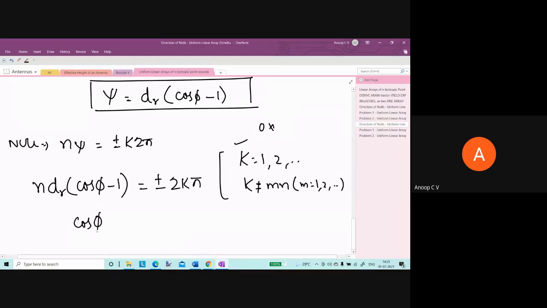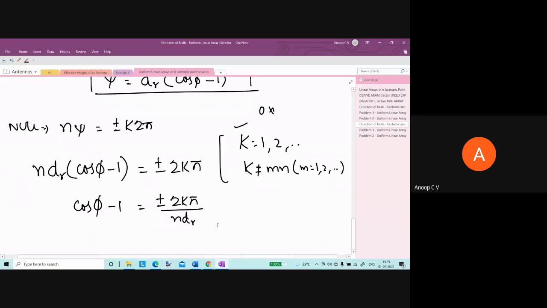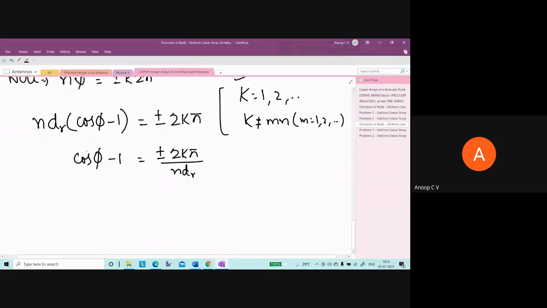So n times dr (cos phi minus 1) is equal to plus or minus 2k pi, and I can write cos phi minus 1 is equal to plus or minus 2k pi divided by n dr. Now on the left hand side I have cos phi minus 1, and 1 minus cos phi is actually 2 sine square phi by 2, so I'm going to apply that. Otherwise I would write cos phi as plus or minus 2k pi by n dr plus 1, and we may make mistakes if we do it like that.